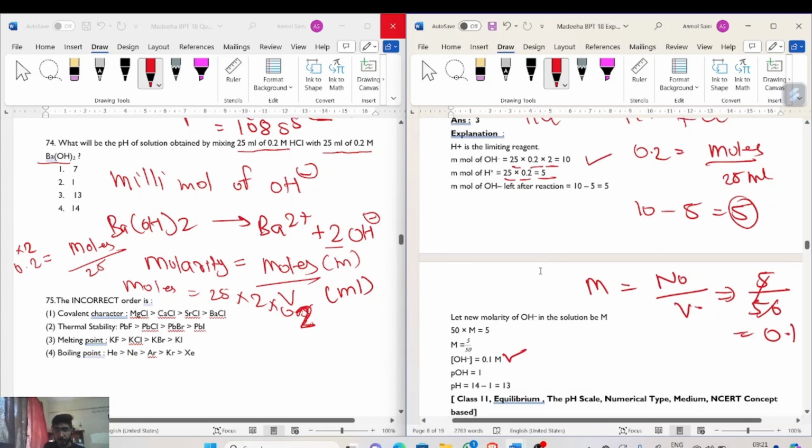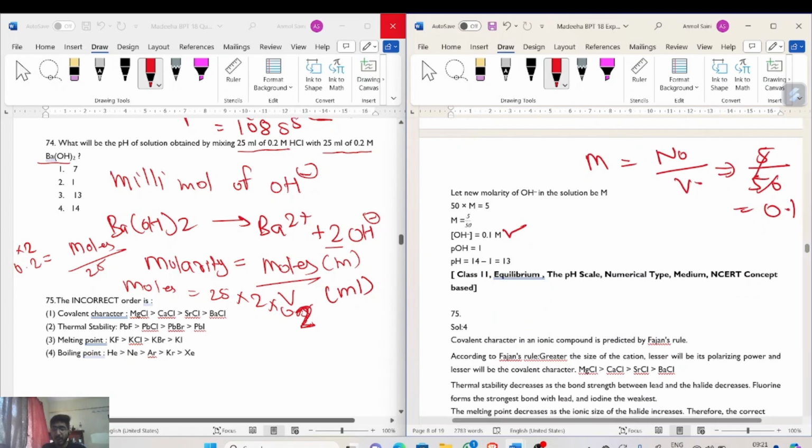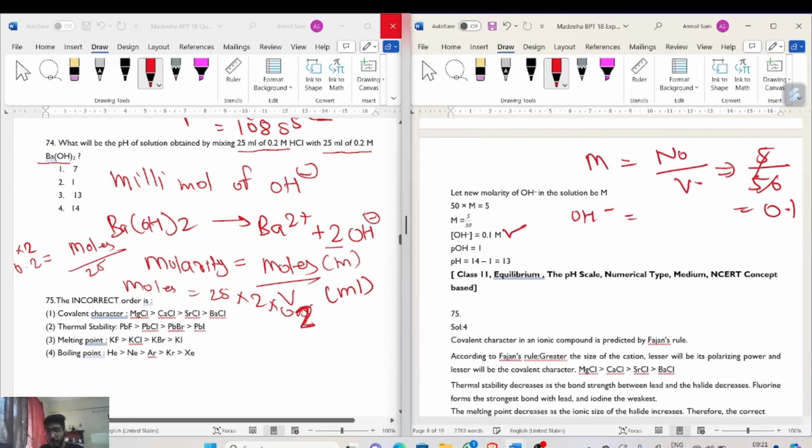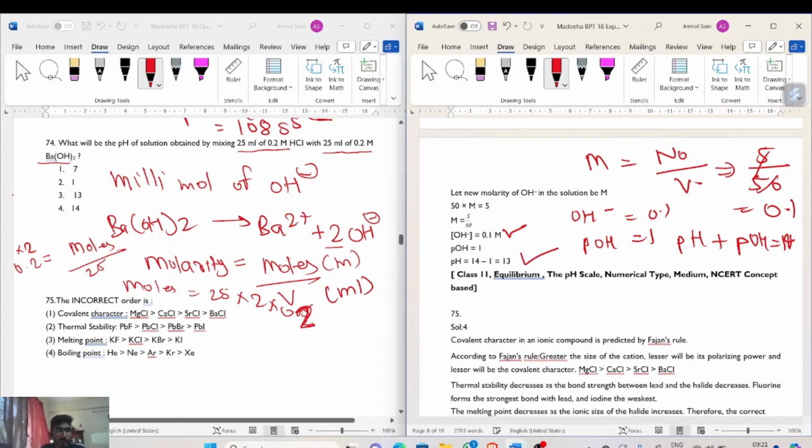Okay, now we can calculate its pOH. If the concentration of OH minus is 0.1, then pOH will be 1, and we know that pH plus pOH is equal to 14. So when pOH is equal to 1, then pH will be 13. So the correct answer is option number C.